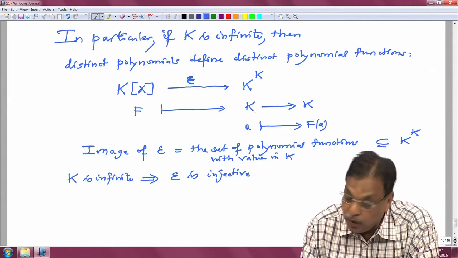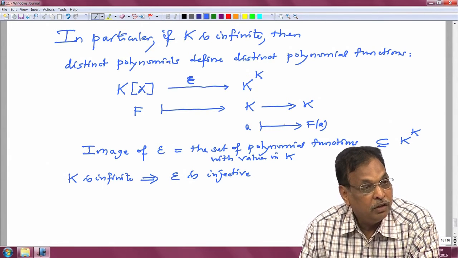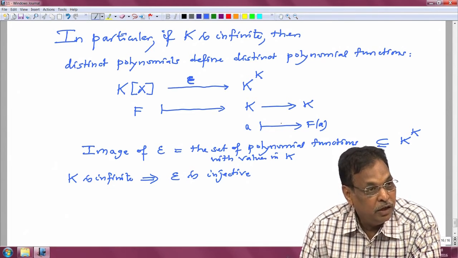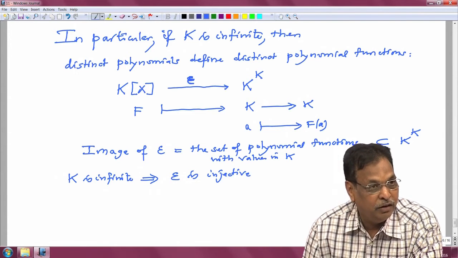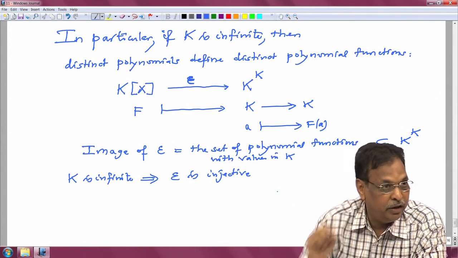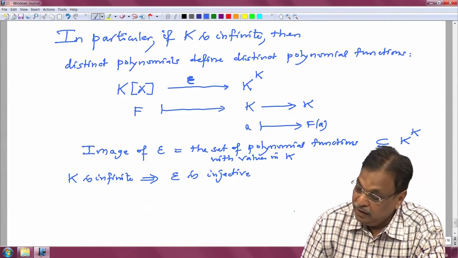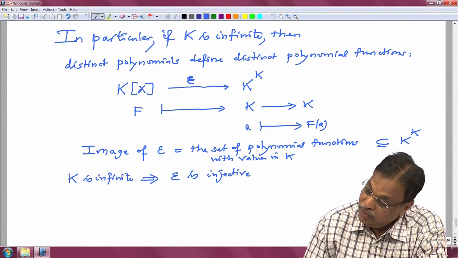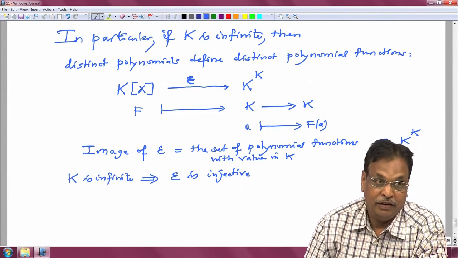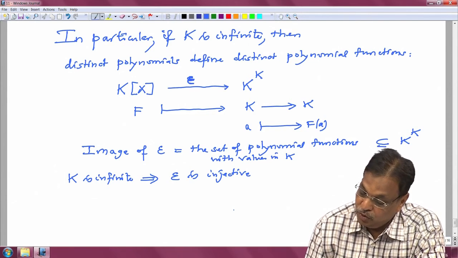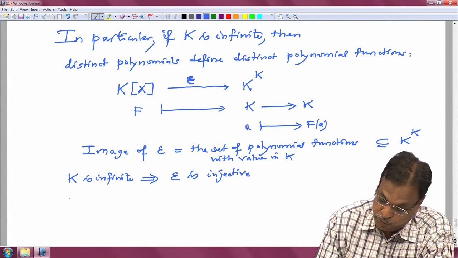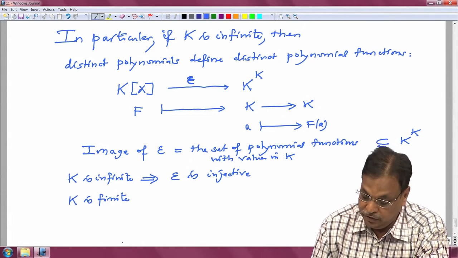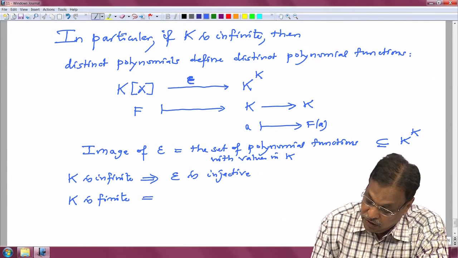That is because if the functions are equal, then they will be equal at infinitely many points. In particular, they will be equal at more than the degree many points, and therefore, by the earlier remark, the polynomials will be equal. Now, it is very interesting to find what this image set is in general. I will give only one more remark, without proof; it will be written more in the supplement. If K is finite, then epsilon is surjective.